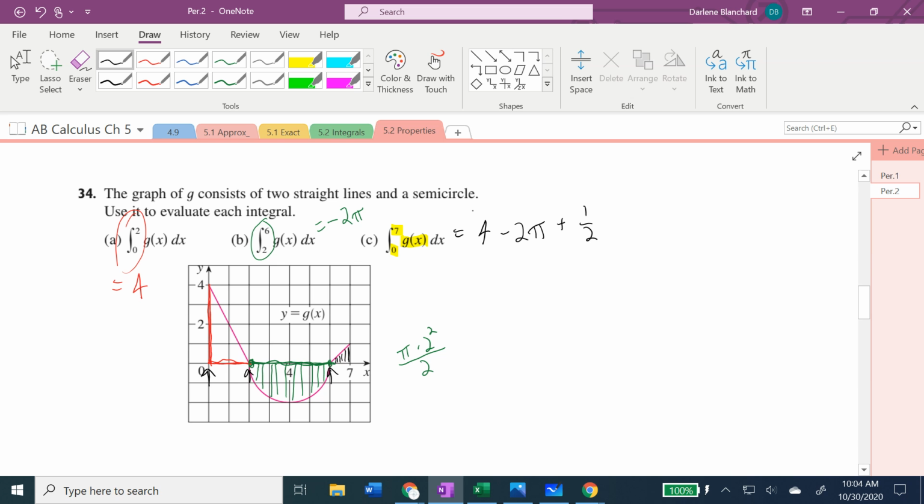You can leave your answer this way. And if this was free response, I would recommend you leave it there and just don't even add the 4 and the half together. I don't care how easy it is, just don't. It's tempting. Okay, so that is using area to solve a definite integral. And again, you can do that anytime that you're able to use area.